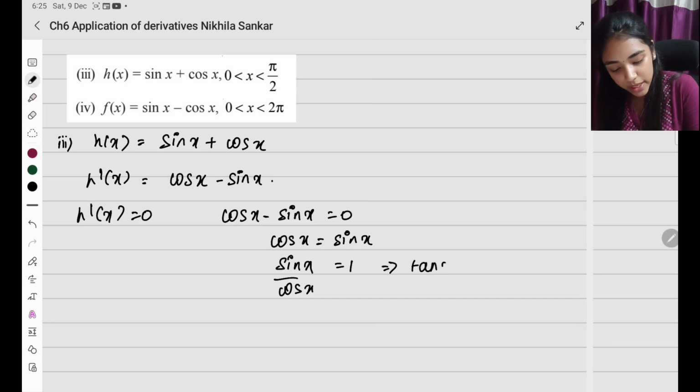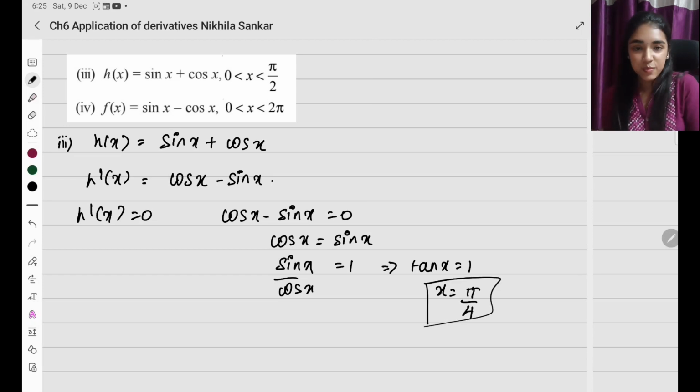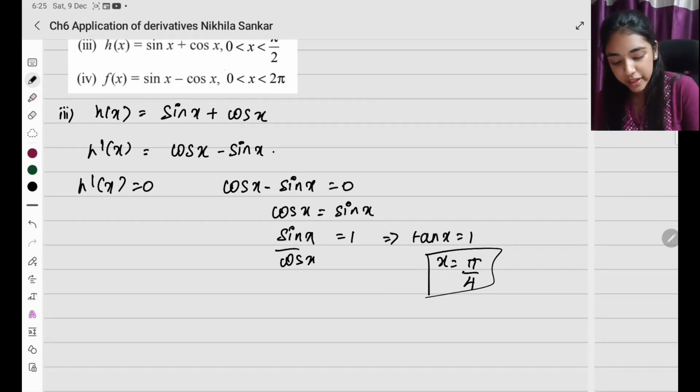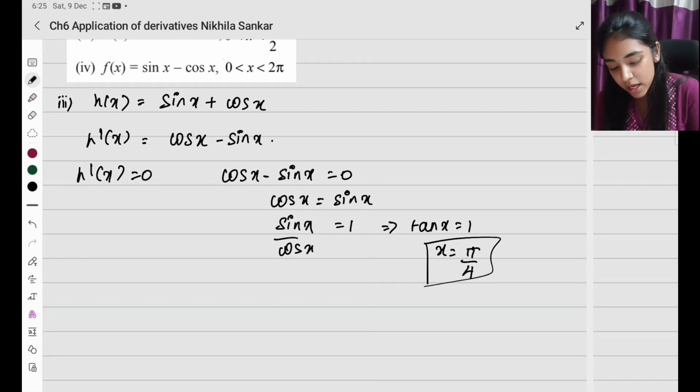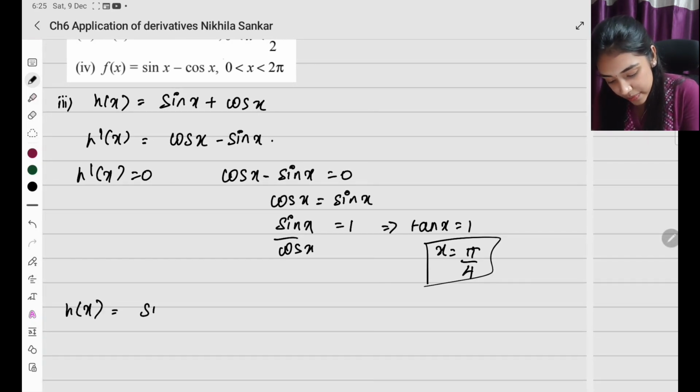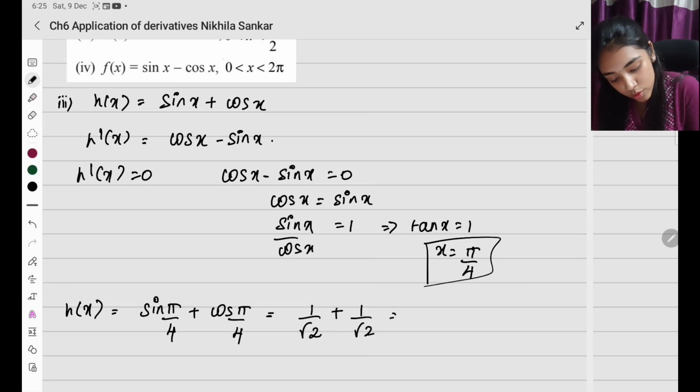So, this is going to be tan x equals 1. So, enna value? What is my value of x? It is going to be pi divided by 4. So, this is my critical point. Okay. Now, I need to find out whether it's maximum or minimum. Adukku na enna panna poren? I am going to substitute. So, I have h of x equals sin pi by 4 plus cos of pi divided by 4. This is going to be 1 by root 2 plus 1 by root 2, which is 2 divided by root 2, which is root 2.